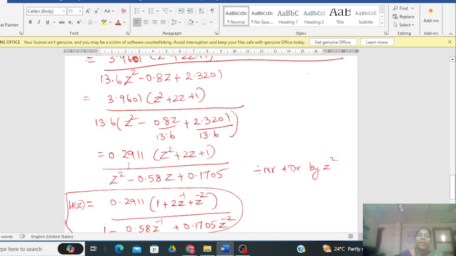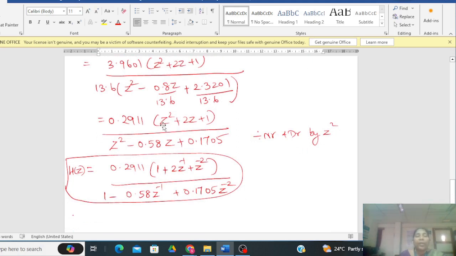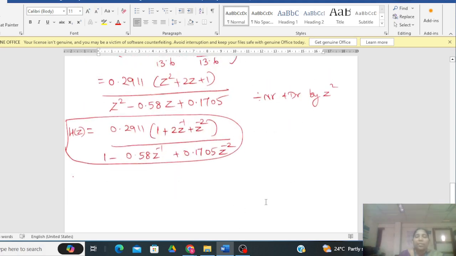In this numerator and denominator, you can divide by z². If you divide the numerator and denominator by z², in the numerator you will be having 0.2911 of (1 plus 2z/z², which is 2z⁻¹, plus 1/z², which is z⁻²), divided by, in the denominator when you divide by z², 1 minus 0.58z⁻¹ plus 0.1705z⁻². So this is the final answer you will be getting. Thank you.